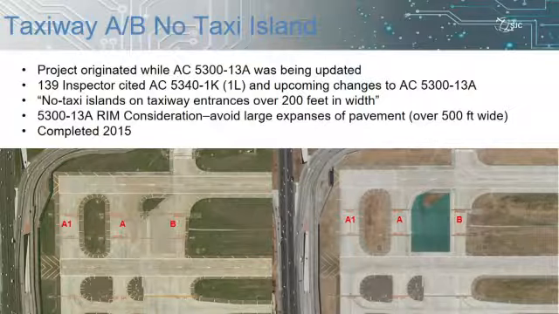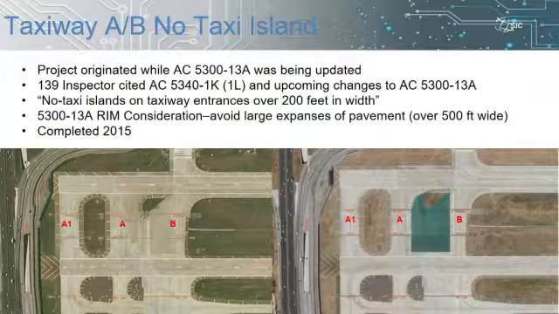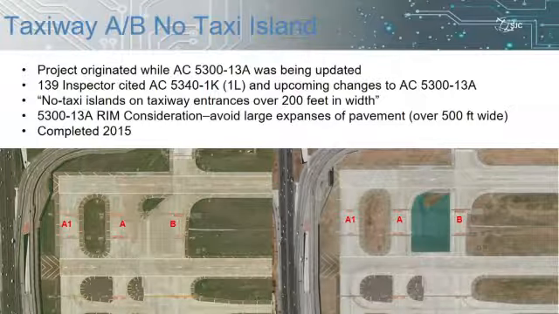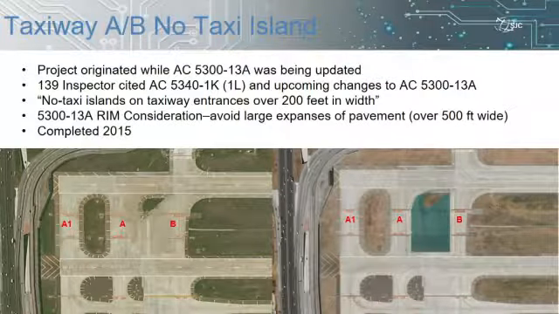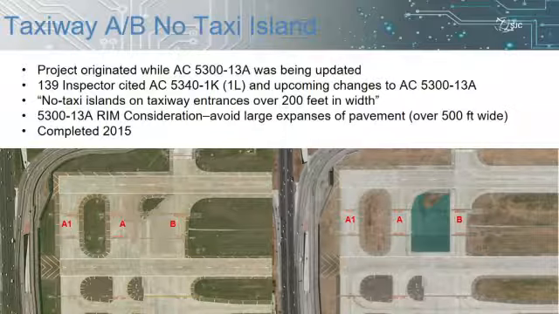So in 5340, basically no taxi islands on taxiway entrances over 200 feet in width. That's something you really need to take a look at. So this one is an excellent example. Also, as a result of that, you can put down more surface paint at hold shorts as well, but that really doesn't fix the problem when you have such a large piece of pavement.